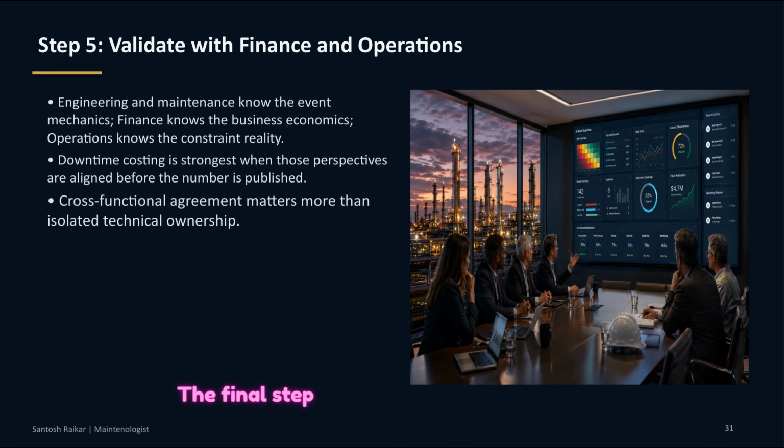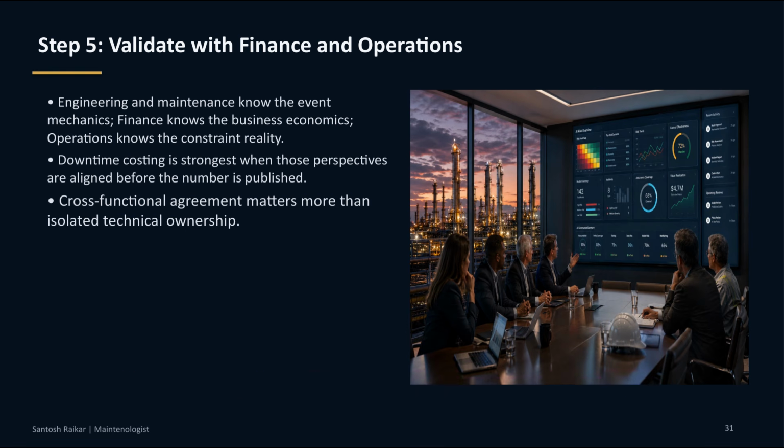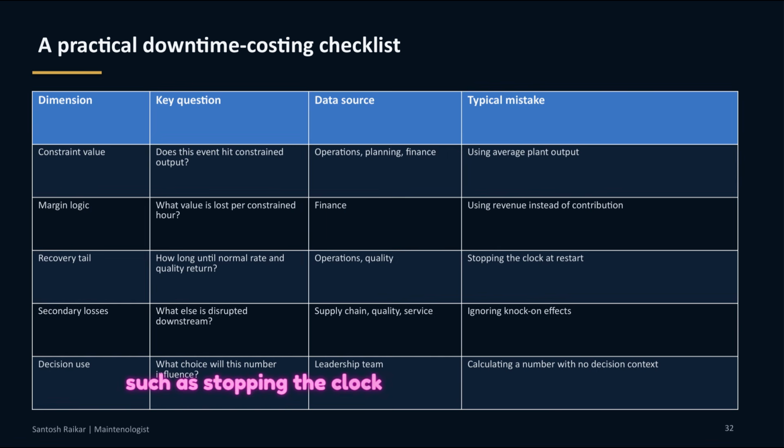The final step is cross-functional validation. Engineering knows the mechanics, maintenance knows the repair, operations knows the constraints, and finance knows the money. When these perspectives align, the resulting downtime figure becomes an unassailable basis for action. This checklist serves as your guide. It ensures you're asking the right questions like, does this hit constrained output? And avoiding typical mistakes, such as stopping the clock at restart or using revenue instead of margin.